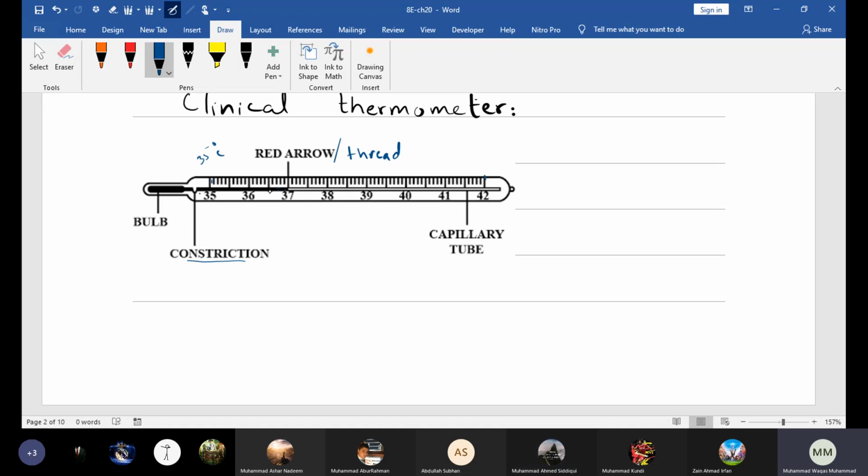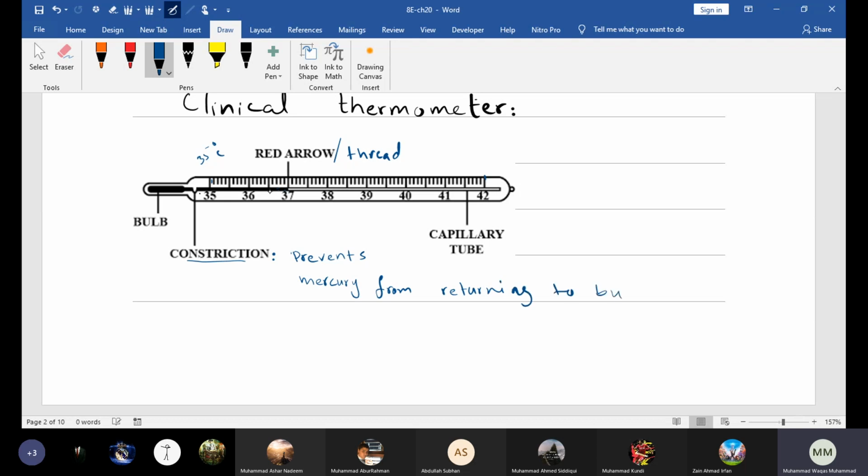Okay, so to prevent that from happening, a bend is made in the capillary tube. You know, this is the capillary tube. There is a sharp bend in the capillary tube, and this is called a constriction. And beta, what is its function? It prevents the mercury from flowing back, from returning to the bulb.